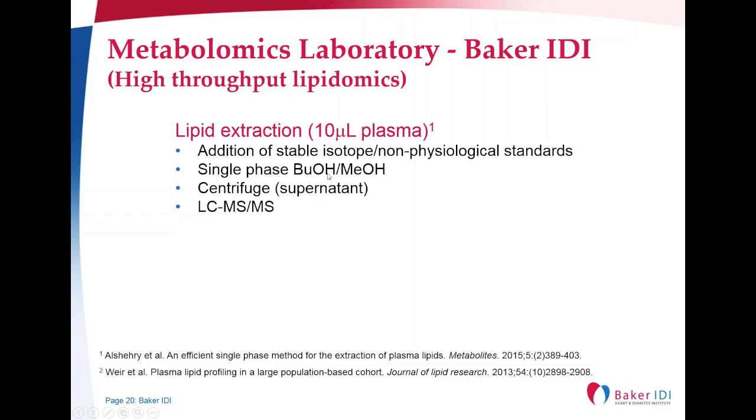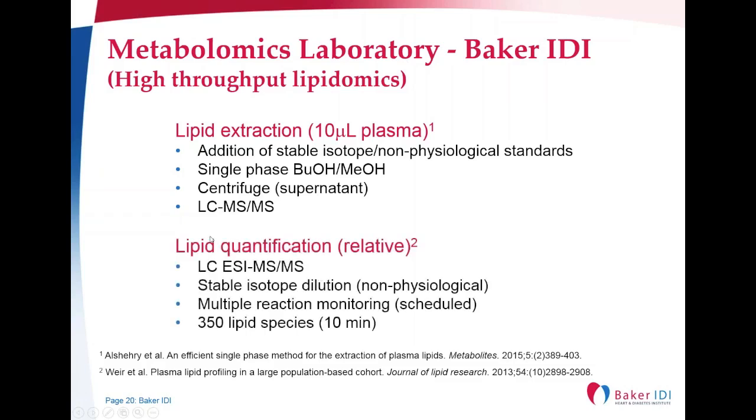We do a single phase butanol methanol extraction with 100 microliters of a 1-to-1 mix of butanol methanol. We sonicate that for an hour, we centrifuge, take the supernatant, and that's injected directly into the LC mass spec system. So this is really quite simple. We can extract maybe 500 samples in a day with that type of approach, and then these go into our system that I've just described.